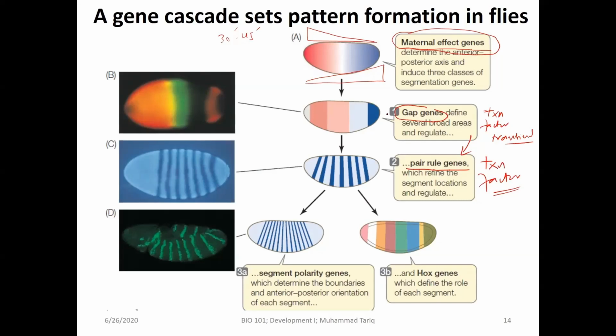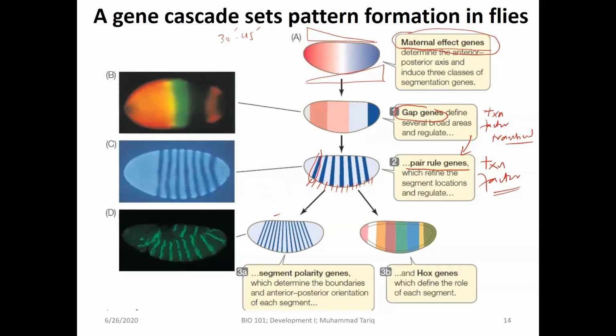Now, by this time, what happens? We see 14 discrete stripes. 1, 2, 3, 4, 5, 6, 7, 8, 9, 10, 11, 12, 13, 14. 14 discrete stripes, which are like this. You can see, going from this side, 1, 2, 3, 4, 5, 6, 7, 8, 9, 10, 11, 12, 13, 14.